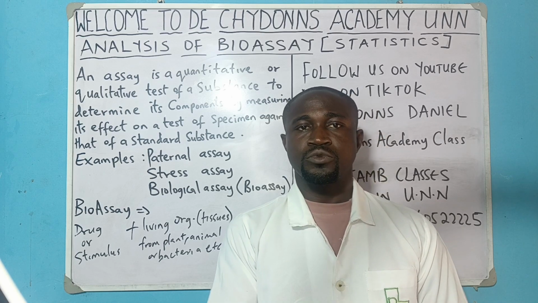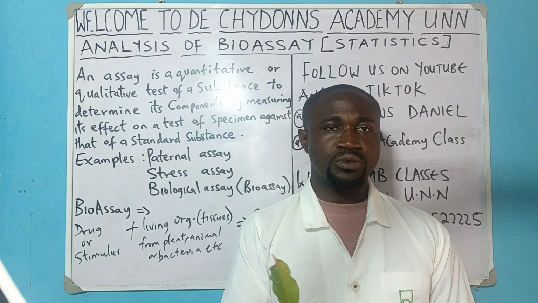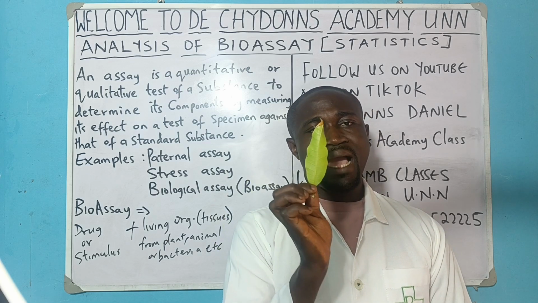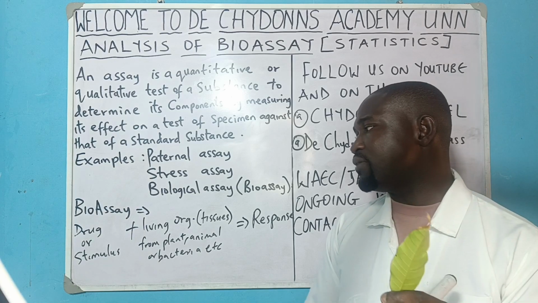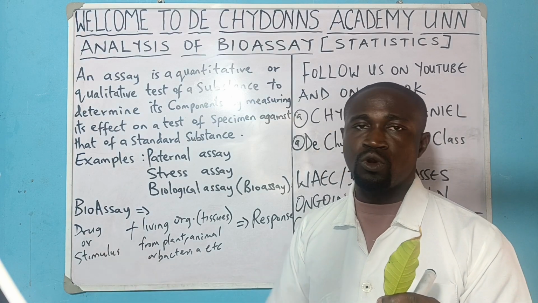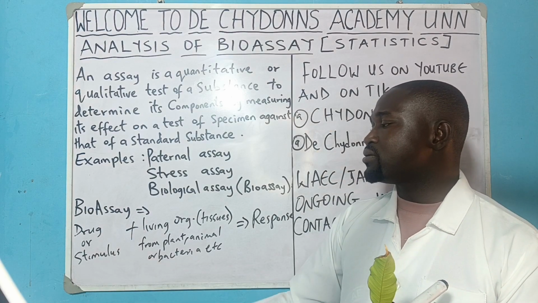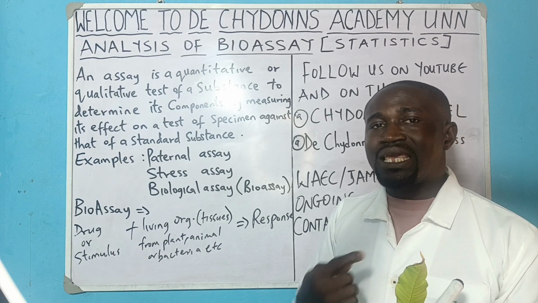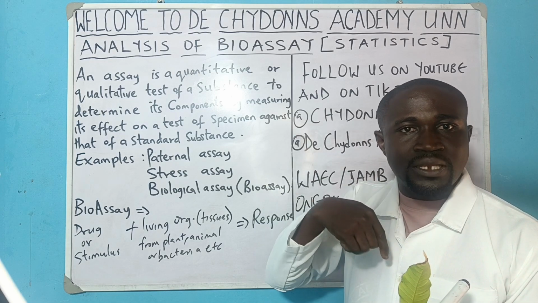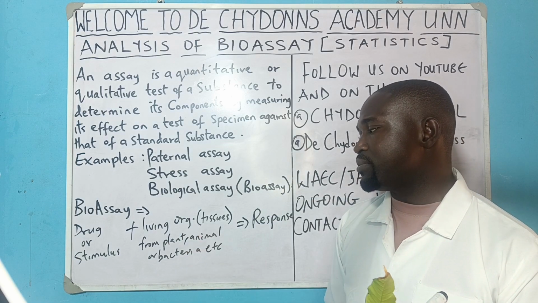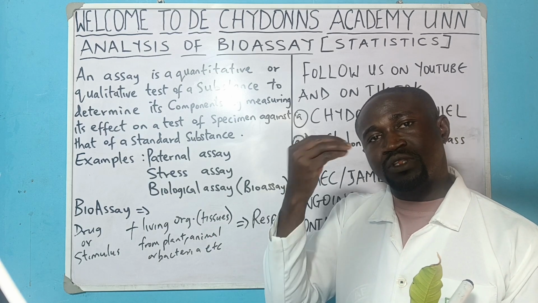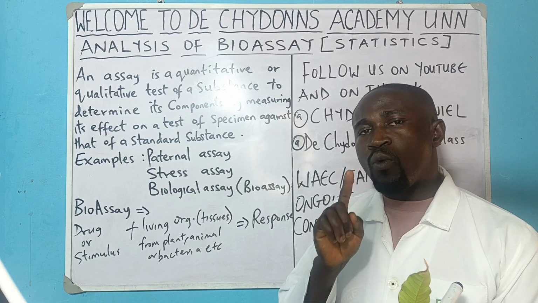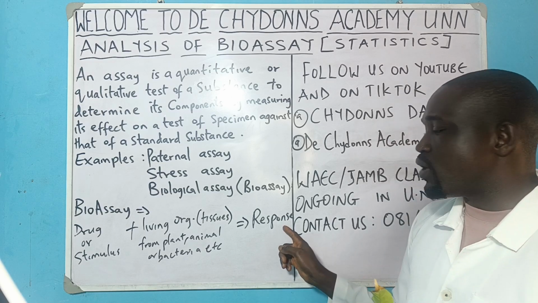What do you do? You just do what he asks you to do. Get water and squeeze out the extract of this leaf. That extract of this leaf will be called the drug or the stimulus. Then drink it. In that case, the human being is a living organism that is used in that experiment. So when you drink it, we are looking for a response.